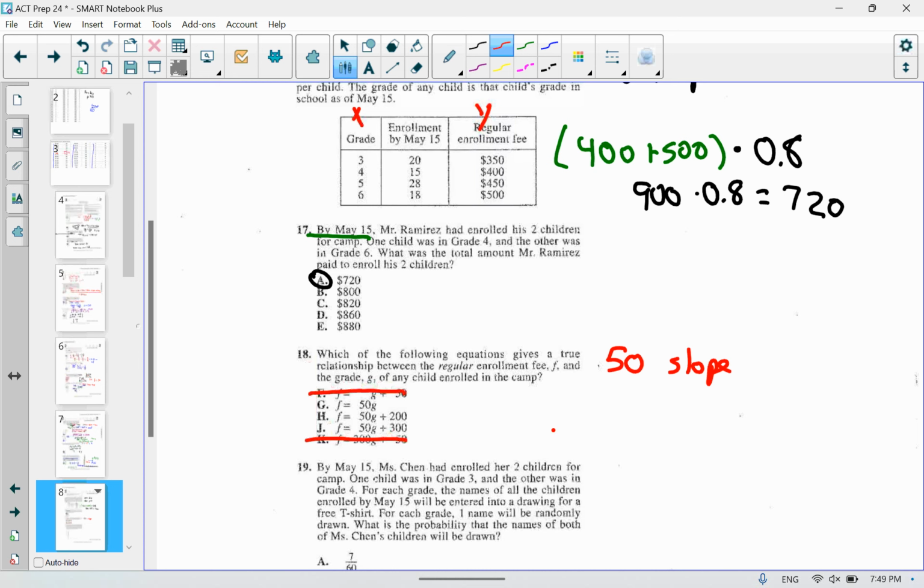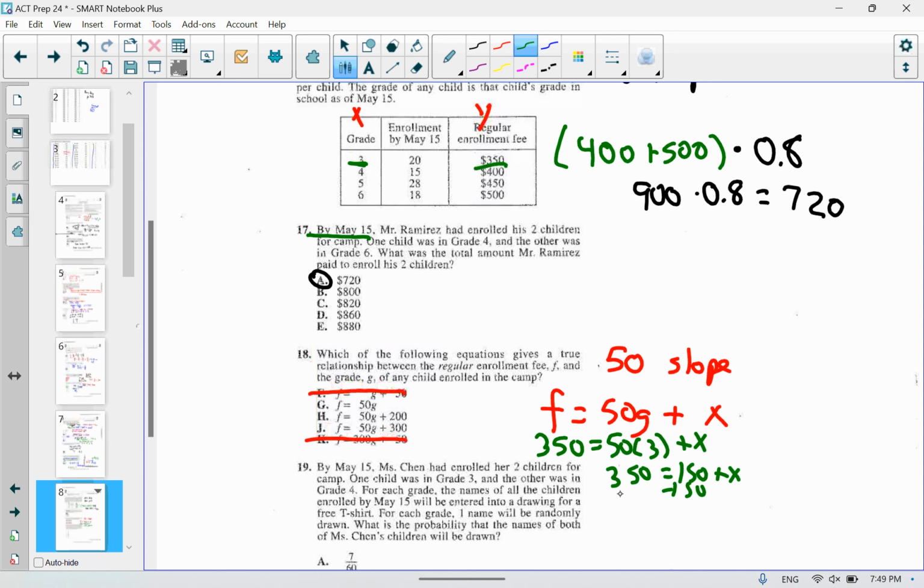So I know I already have f equals 50g plus something. I'm just going to put x. Now, the good thing is I have coordinates I can use to plug in. I have 3 and 350. So if I do 350 equals 50 times 3 plus x, that gives me 350 equals 150 plus x, minus 150, minus 150. I have a y-intercept of 200. So I'd have letter G.